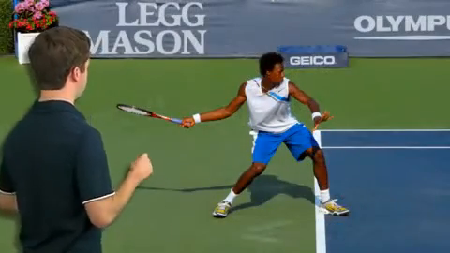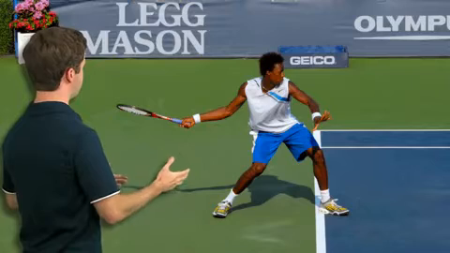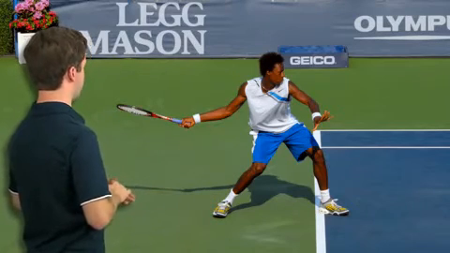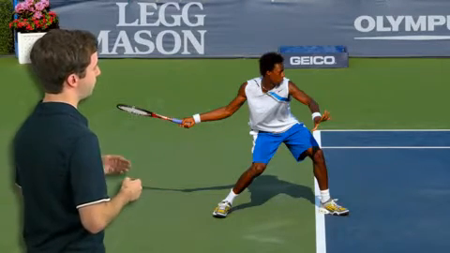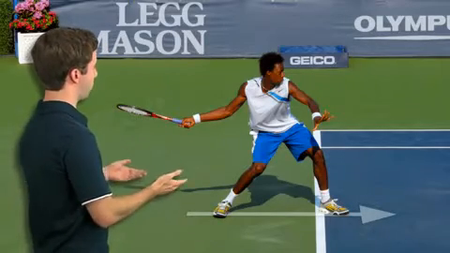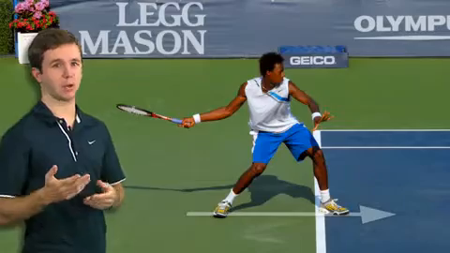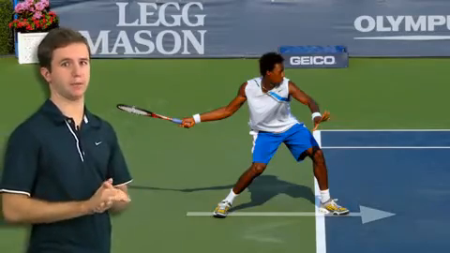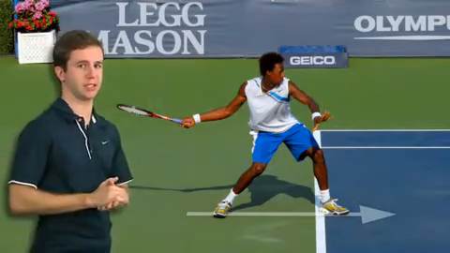Now let's jump to the neutral stance. This is a shot of Gael Monfils in the neutral stance. And if we draw a line between his outside leg and his inside leg, this line is perpendicular with the baseline or the net. It forms a 90-degree angle. So that's how you find the neutral stance.